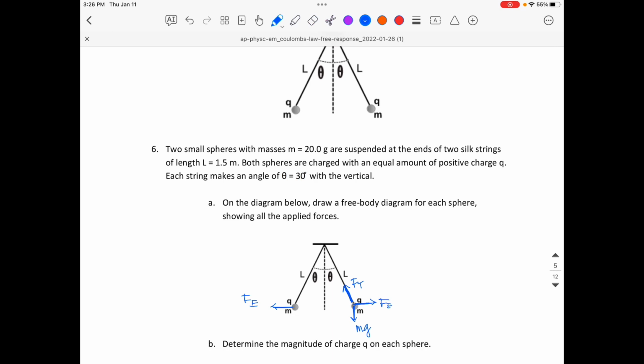And one thing to note about electric forces is that they are an interaction between two charges, and based on Newton's third law, the force of one charge on another is going to be equal and opposite to the force of that charge on the other. So here we've got tension again and mg.